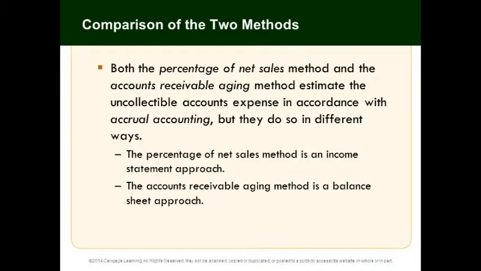So, a comparison of the two methods: both the percentage of net sales method and the accounts receivable method are all about estimating the bad debt that's hanging out there for the accrual accounting approach. The percentage of net sales method is an income statement approach. It hits the income statement. The accounts receivable aging method hits the balance sheet.